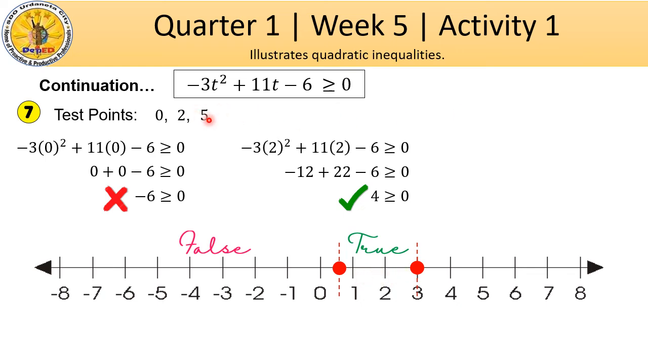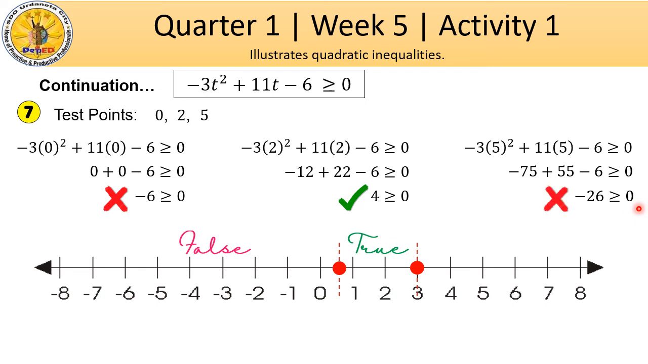Last test point is 5. And then let's solve. Negative 3 times 5 squared. 5 squared is 25. Kaya negative 3 times 25, the answer is negative 75. And then 11 times 5, the answer is 55. And then copy. And negative 75 plus 55 minus 6, the answer is negative 26. And then greater than or equal to 0. So, is negative 26 greater than or equal to 0? Hindi. Kaya naman, this region is false, or this region is not part of the solution.